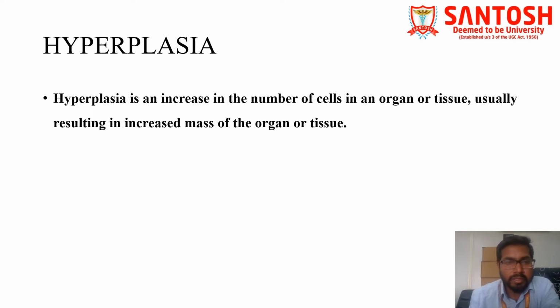Hyperplasia, if we talk about, is an increase in the number of cells. Please focus. This is the increase in the number of cells, whereas in case of hypertrophy, that is an increase in the size of the cells. So hyperplasia is an increase in the number of cells in an organ or tissue, usually resulting in increased mass of the organ or tissue.